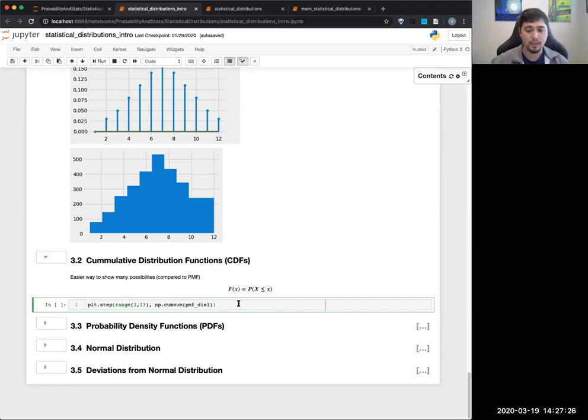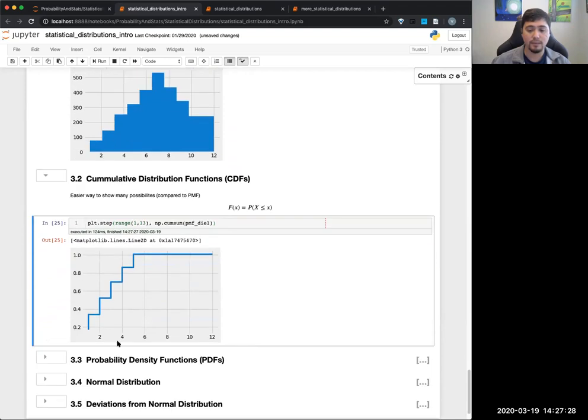So I can actually plot this out with a step function, and we see this ladder. What's going on here is that for one die roll, we have about 0.3, for getting the number one. Then if we look at two, we get about 0.5 for getting either a 1 or a 2. And then at this point right here, we have about a 0.75 chance, or 70% chance, of getting a 1, 2, or 3.